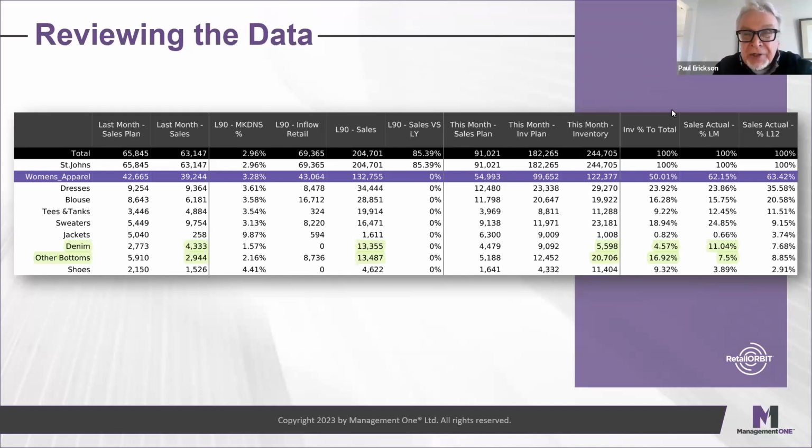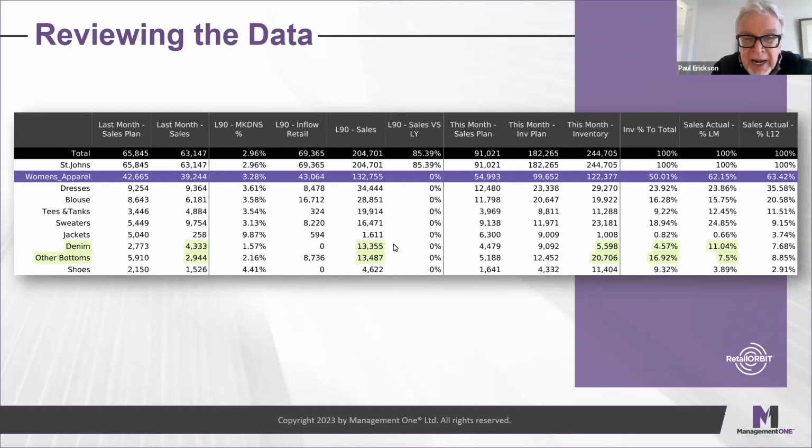Let's take a look within a store. I'm just going to move this around a little bit so I can see everything. What we have here is denim and other bottoms. What we're seeing here in the action report is that last month sales were $29.44 in other bottoms. The plan was $59, not a very good month. Denim did $43.33. The plan was $27. So denim last month outperformed all of the bottoms, which essentially would probably be pants.